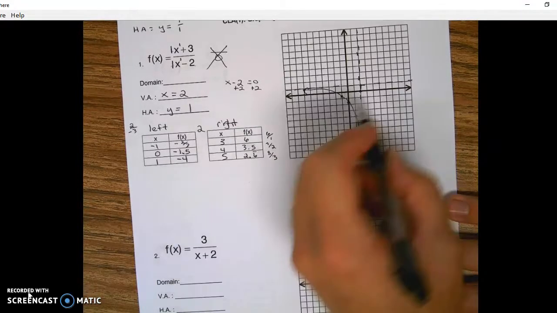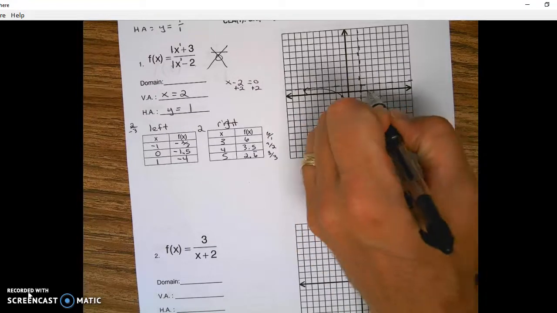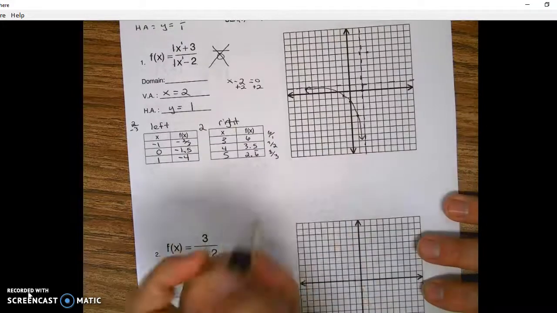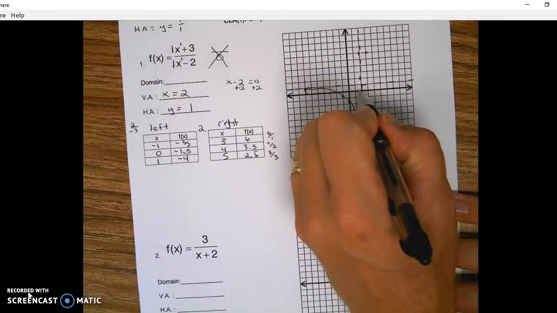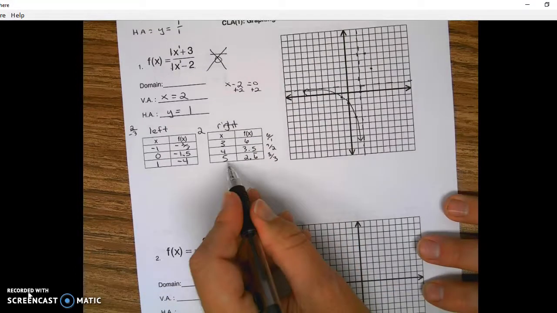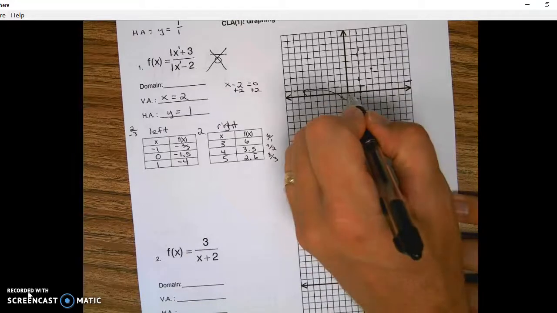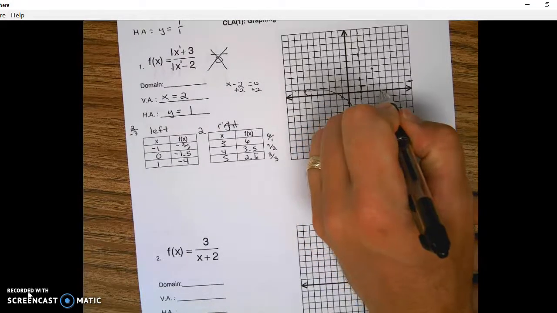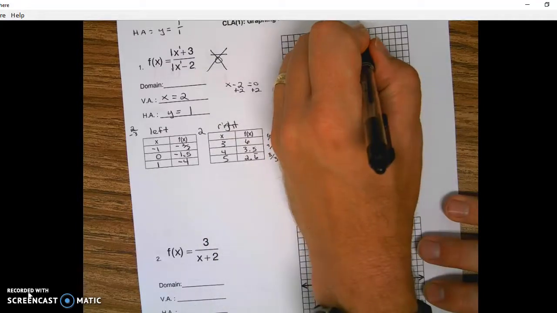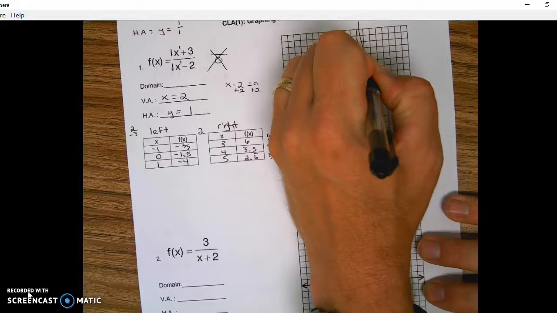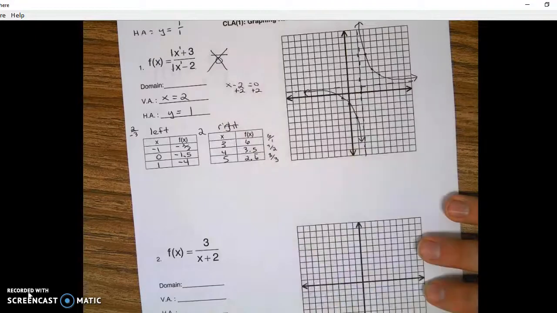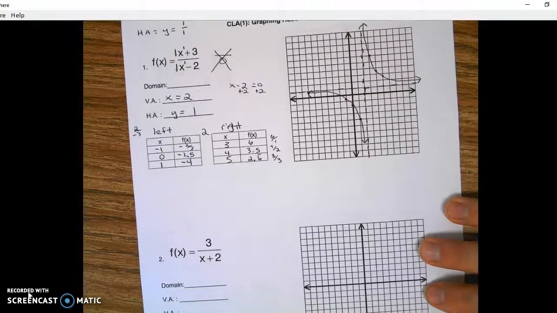So plotting those points. 3, 6. 4, 3.5, and 5, 2.6. And go along the vertical asymptote through those points and along the horizontal. All by hand, no need for a calculator.